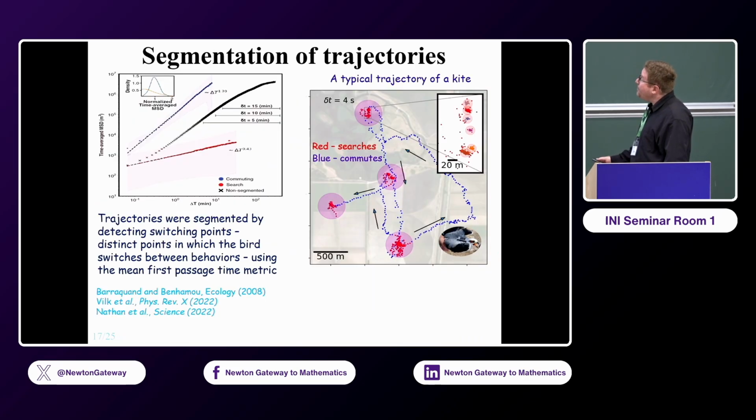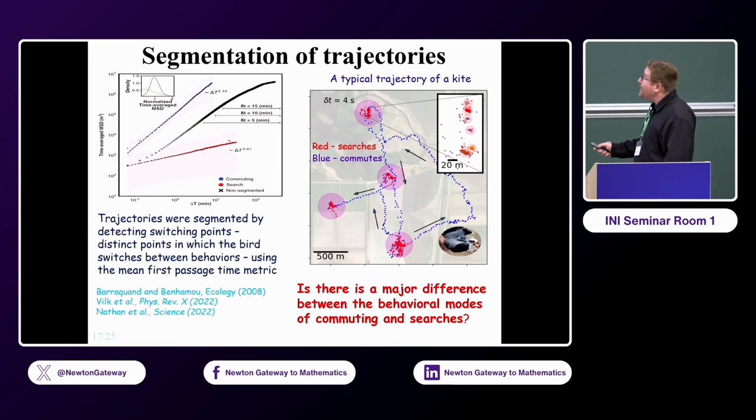Okay, so basically the main question we were interested in is, what is the difference between the two behavioral modes that are present here? You see, this is a typical trajectory of a black-winged kite, with similar trajectories for barn owls and common kestrels. The home range is around 10-20 kilometers.